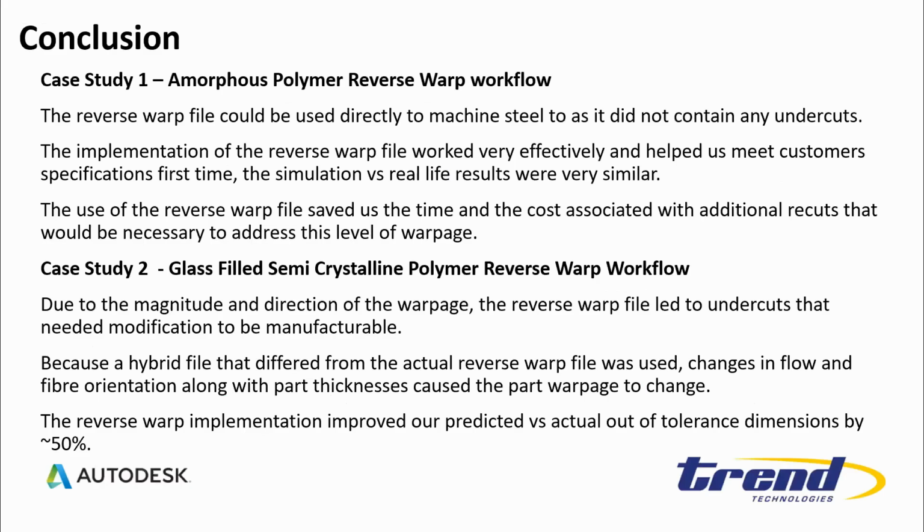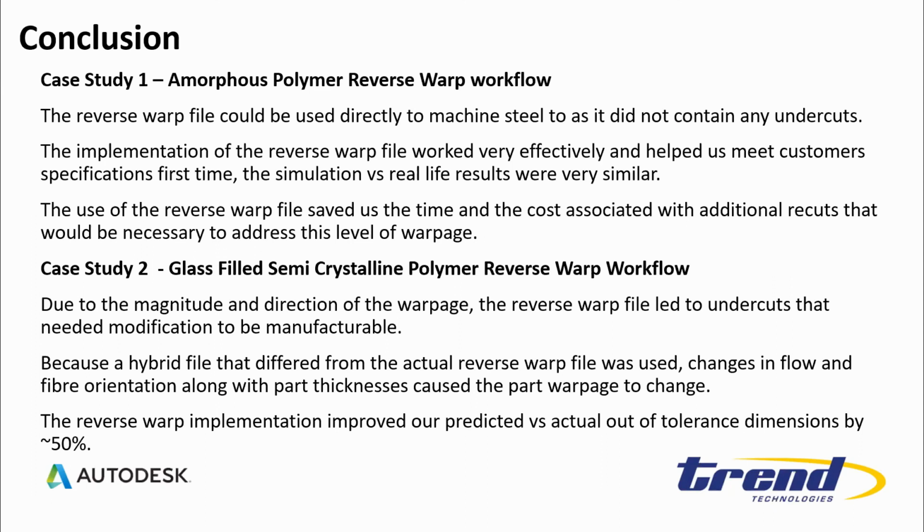So the conclusion then on case study 1, luckily the reverse warp file could be used directly to machine steel to, as it did not contain any undercuts. The implementation of the reverse warp file was very effective, and it helped us meet our customer specifications first time. The simulation versus real life results were really, really similar. The use of the reverse warp file saves us time and the costs associated with additional recuts that would be necessary to address this level of warpage. So all in all, I think for the amorphous polymer, it worked really successfully and really helped us out.